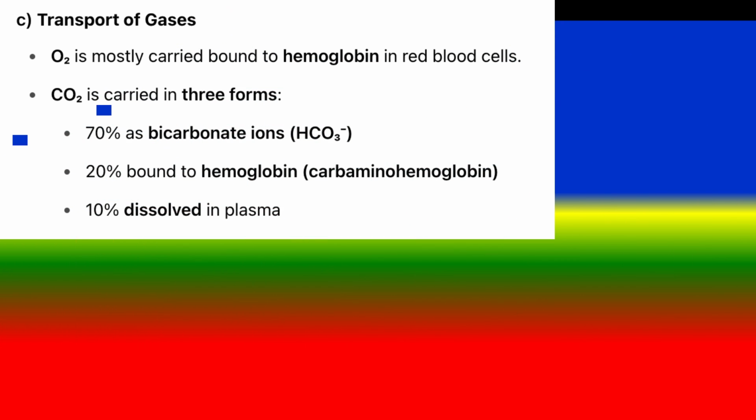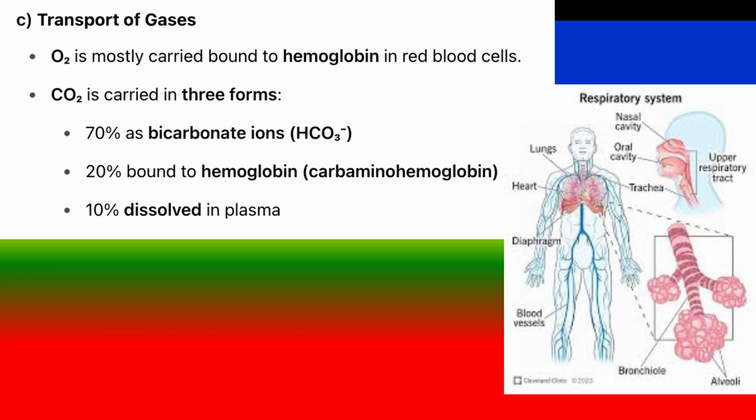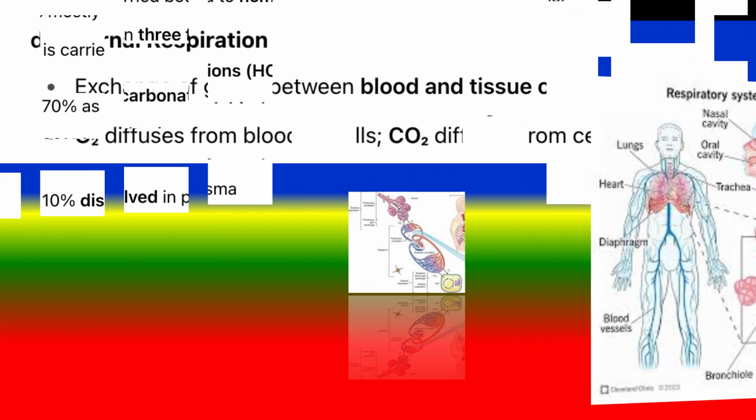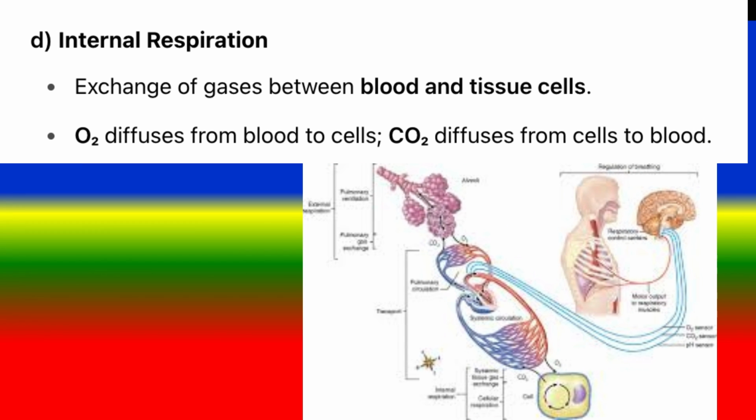C. Transport of gases. O2 is mostly carried bound to hemoglobin in red blood cells. CO2 is carried in 3 forms: 70% as bicarbonate ions, HCO3-, 20% bound to hemoglobin, carbaminohemoglobin, 10% dissolved in plasma. D. Internal respiration, exchange of gases between blood and tissue cells. O2 diffuses from blood to cells. CO2 diffuses from cells to blood.